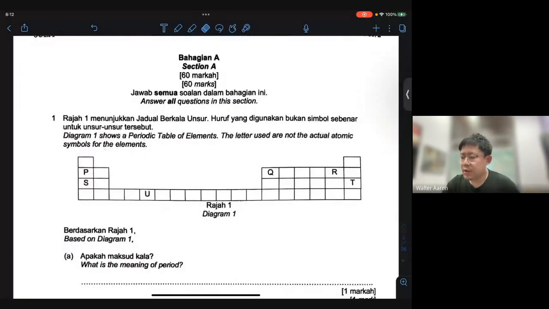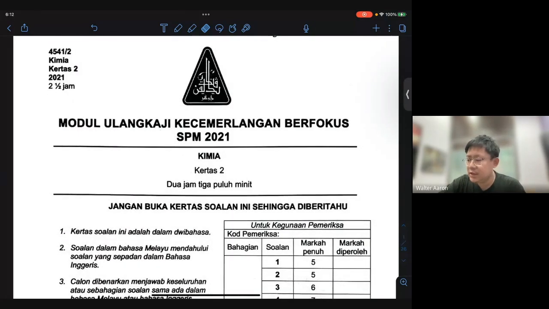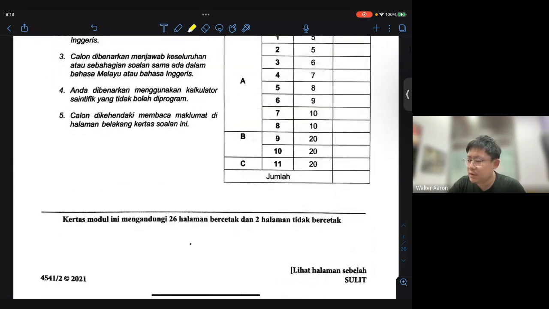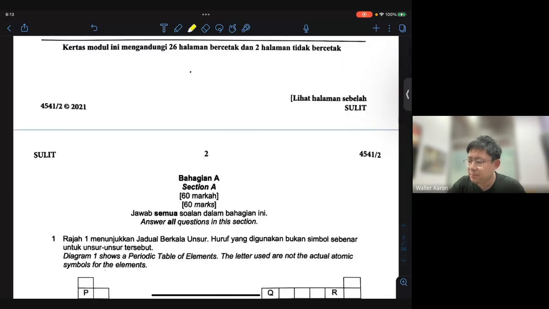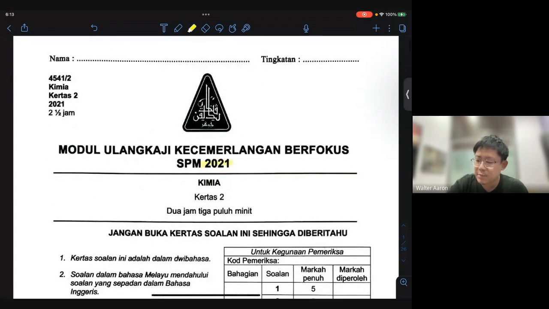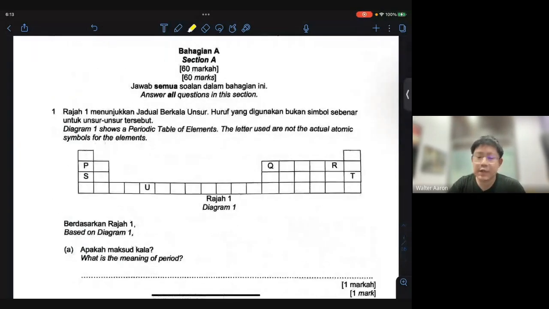So let's take a look at section A. Let me just show you one more time. This is the Johor State Trial Paper for 2021, which is 2 years ago. This is Chemistry, Paper 2, 2021 for the Johor State Trial Paper. Let's go to section A.